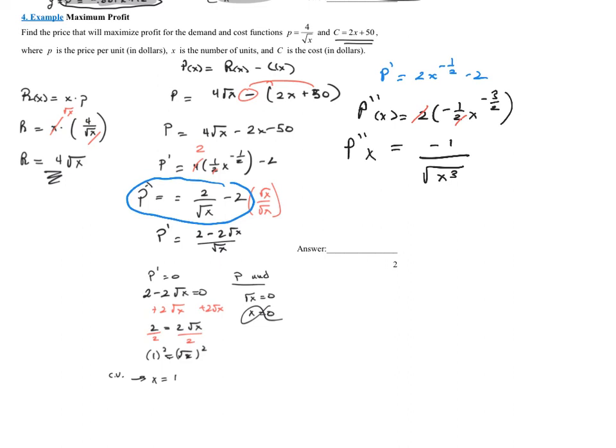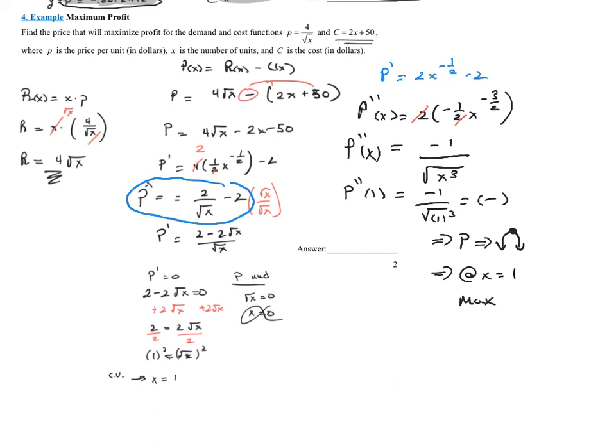What number am I plugging in? I'm plugging in the number 1, my critical value. So my second derivative would be negative 1 over the square root of 1 cubed, which would be a negative number. Because my second derivative is negative, that tells me that my original profit function would have to be concave down. Because that function is concave down, that tells me at x equals 1, I have a maximum. Again, that's exactly what I wanted to know.